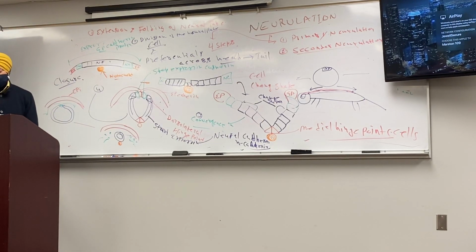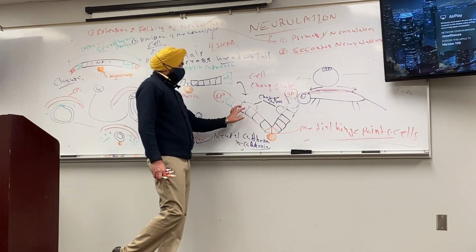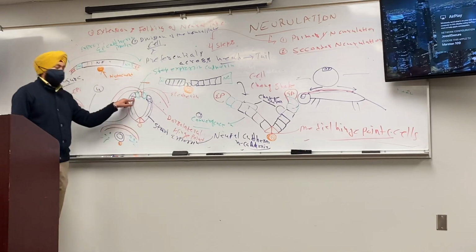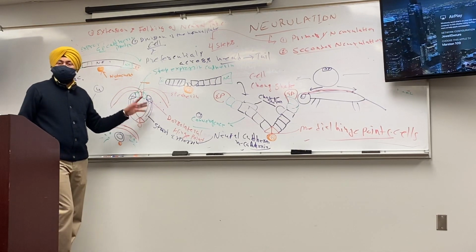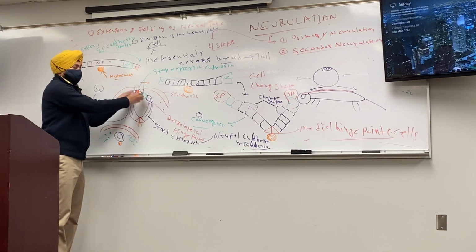And when that folding takes place and the elevation has taken place, the cells here also change their shape and become wedge-shaped cells. This is called the dorsolateral hinge point. And what that does is bring the cells which were surrounding them close together.